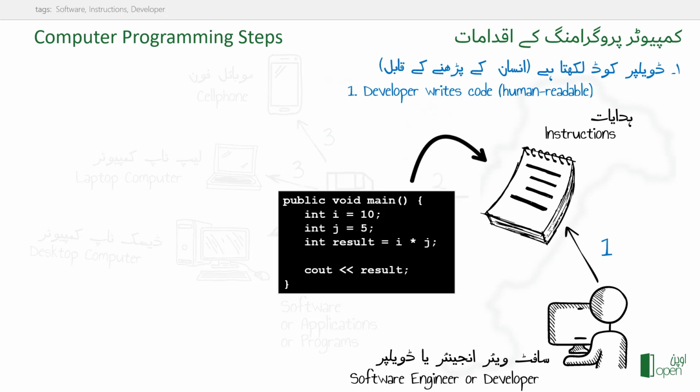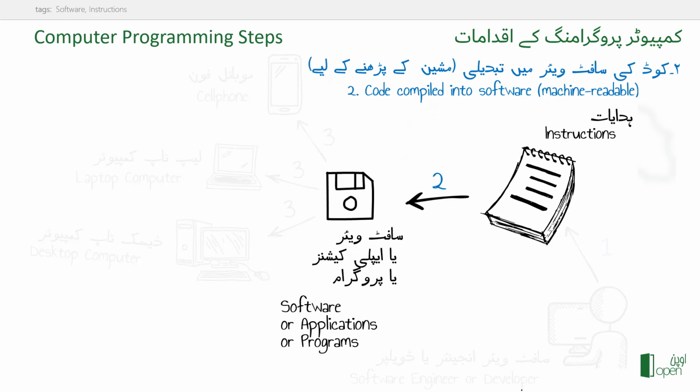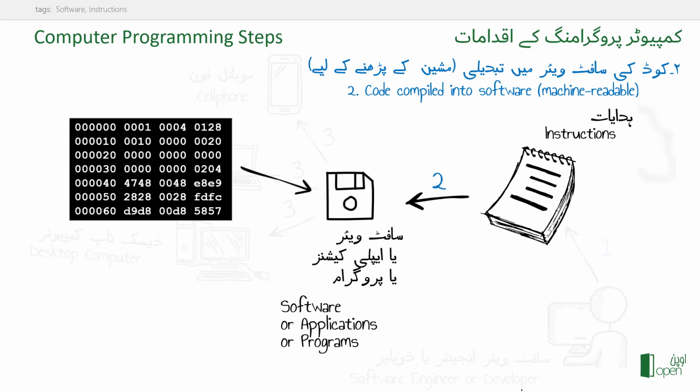The human-readable instructions in the first step can be read by any software engineer or developer that comes in contact with them. Human-readable means the instructions can be read and understood by any individual. When the instructions are compiled, translated, or converted into a software or program in machine instructions, the conversion is done by a compiler.